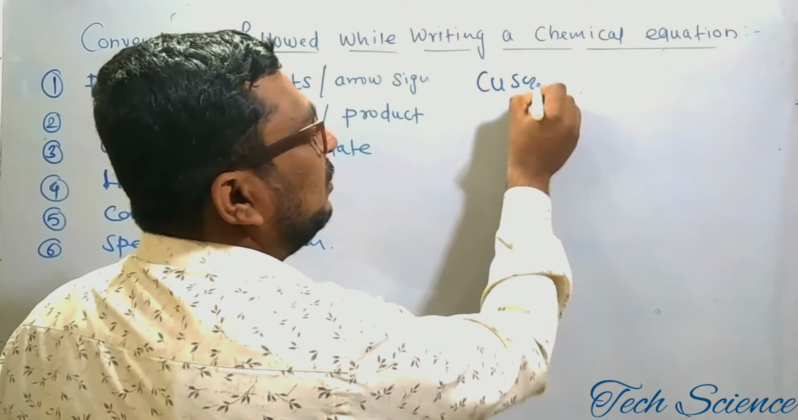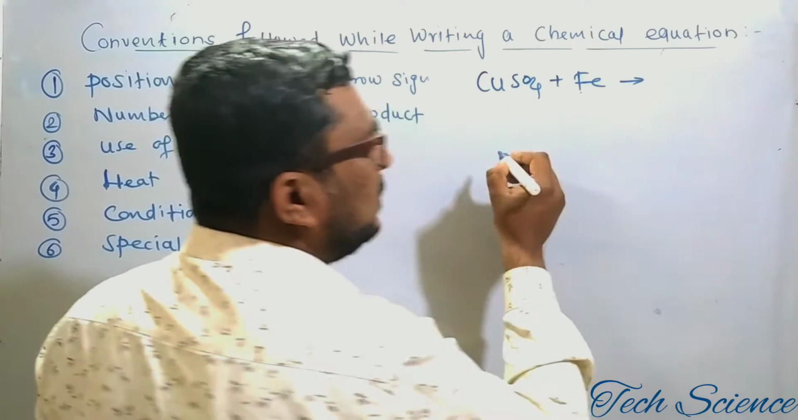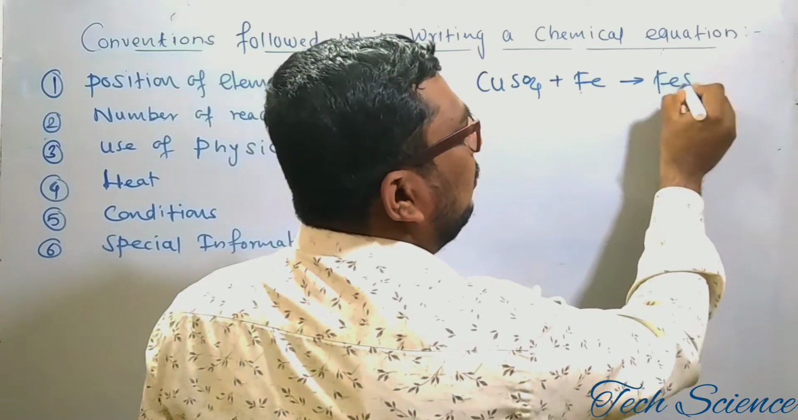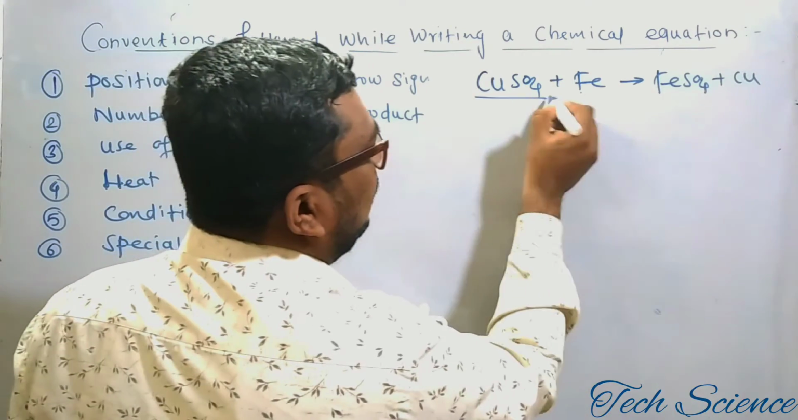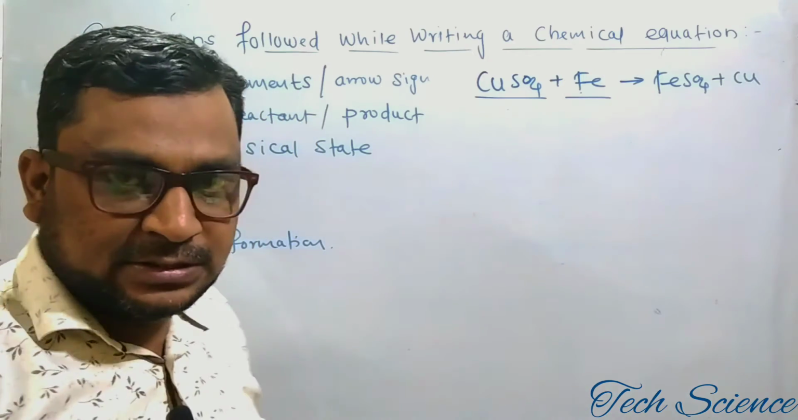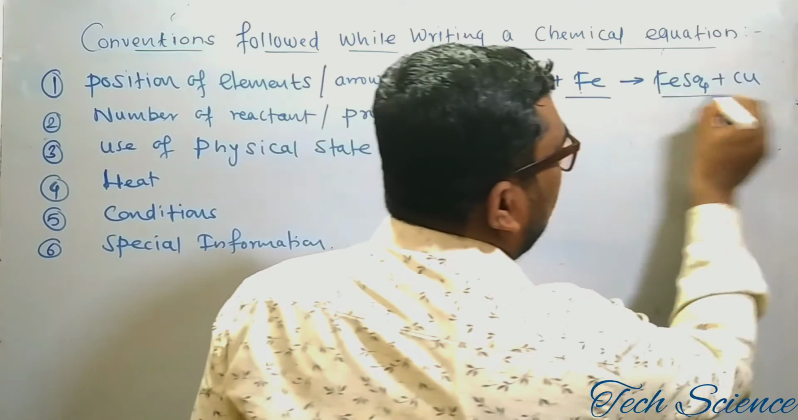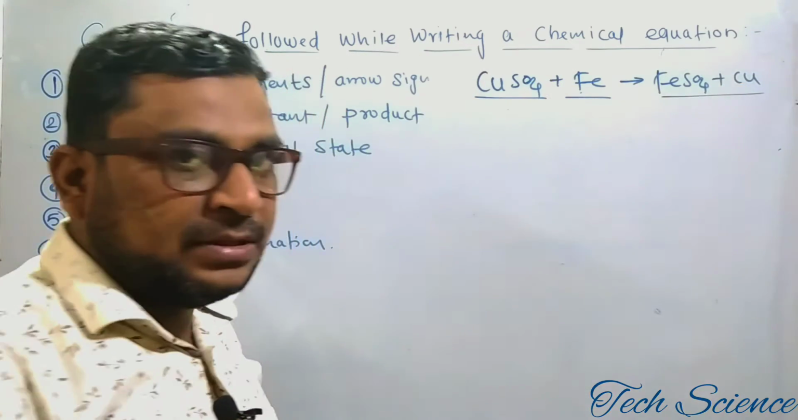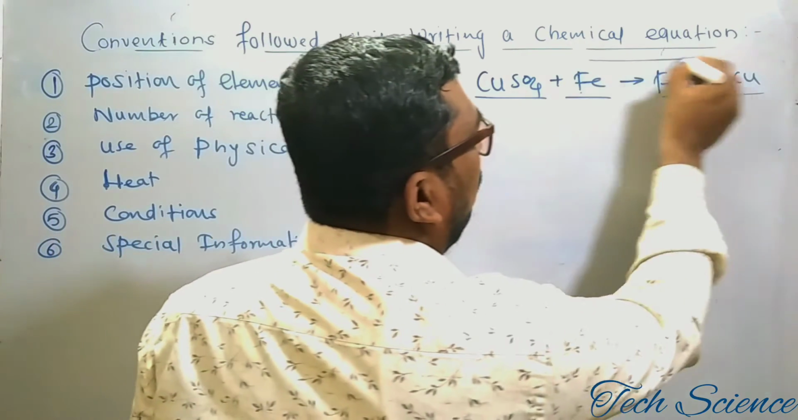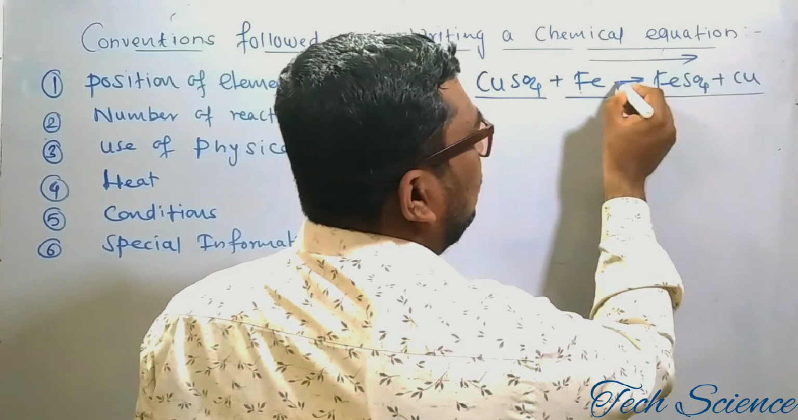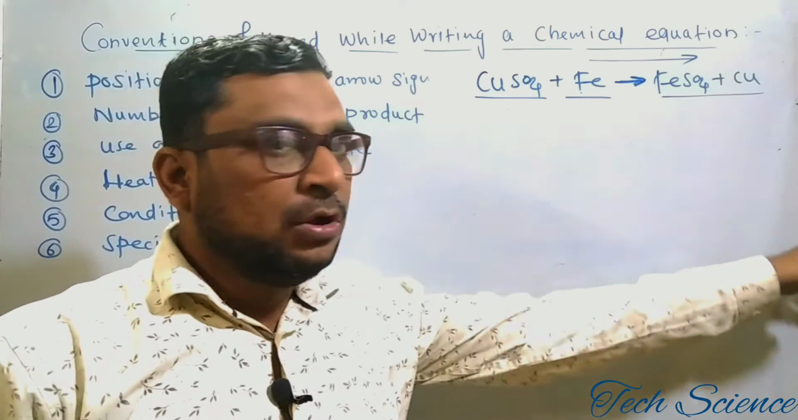Example, we can consider CuSO4, copper sulfate solution, plus Fe. What happened here? A displacement occurs and a ferrous sulfate solution has been formed along with the copper. So copper sulfate plus iron are the reactants. That's why they are written on the left hand side. The products that have been formed are called ferrous sulfate and copper. They are written on the right hand side. And this arrow indicates the direction of the flow of the reaction from the reactant to the product side.